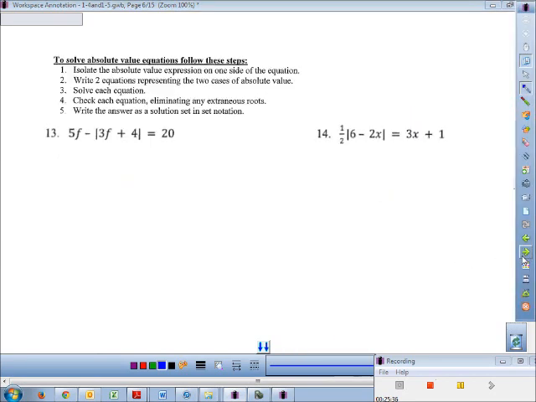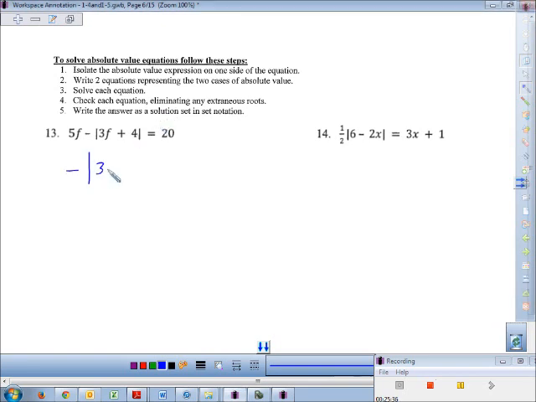Next one. First thing, does it seem fishy? Got variables outside the bars. So step 1, what's the first thing we do? Isolate the bars, right? They are not isolated. What's our first move? This needs to go over there, right? So let's do it. Let's subtract 5f. And what comes down?